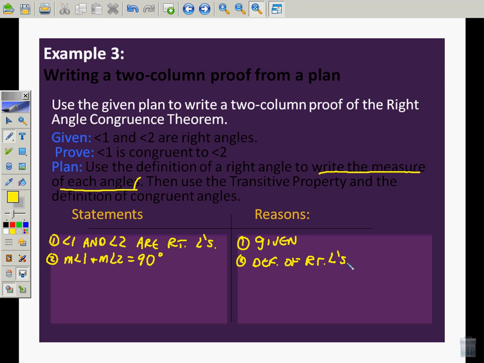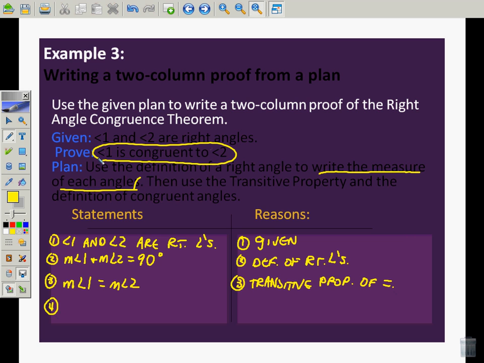I know that I want the last line of my proof to be angle 1 is congruent to angle 2. Well, then what I can say is the measure of angle 1 is equal to the measure of angle 2 because the transitive property says that they're both equal to the same thing. Then they must be equal to each other. Okay, so they are both equal to 90, so measure of angle 1 must be equal to measure of angle 2.